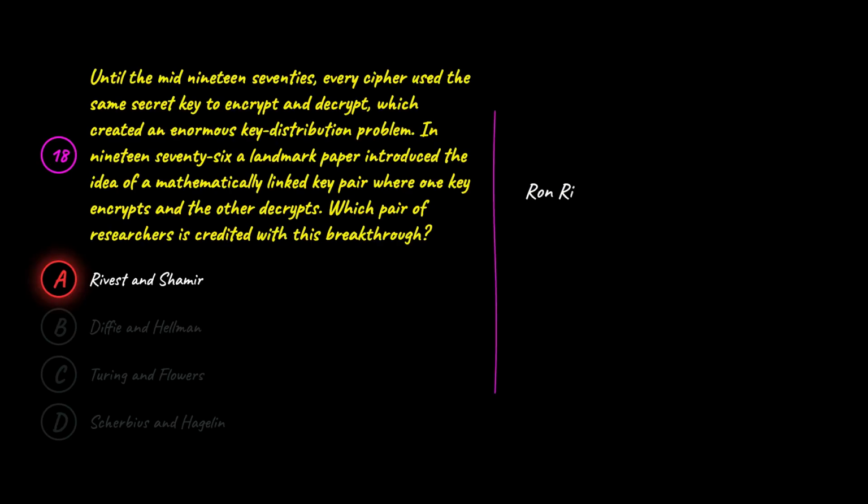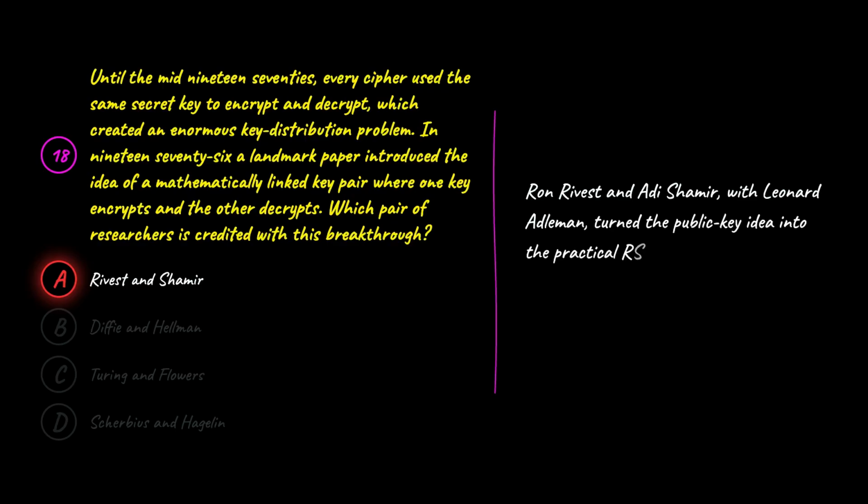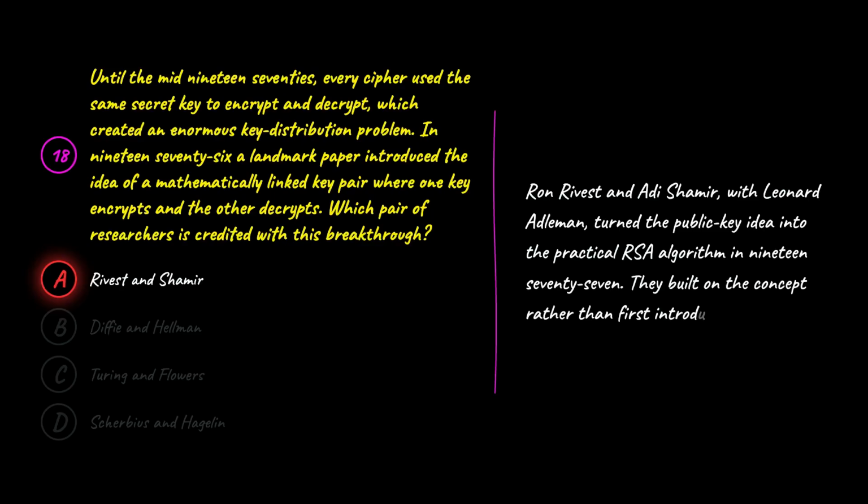A is wrong because Ron Rivest and Adi Shamir, with Leonard Adleman, turned the public key idea into the practical RSA algorithm in 1977. They built on the concept rather than first introducing it.